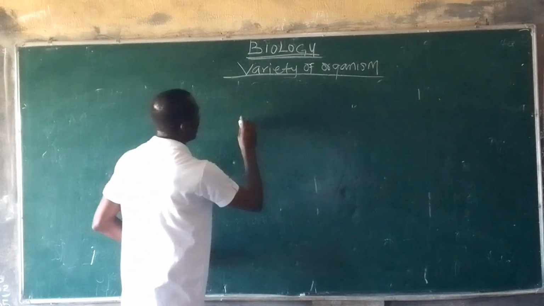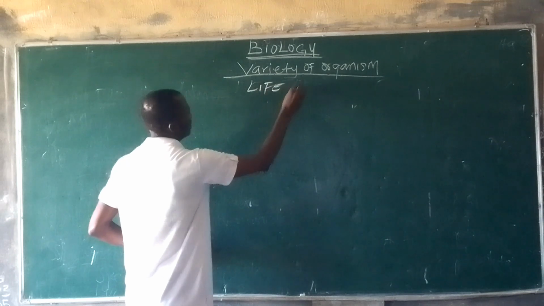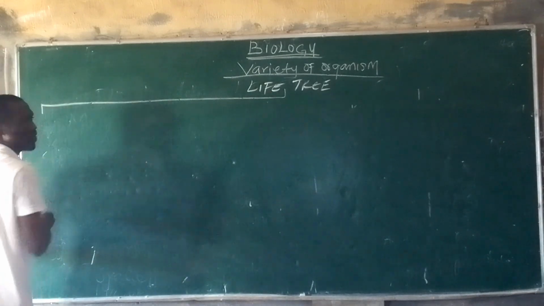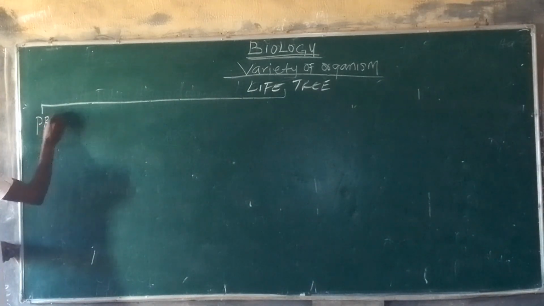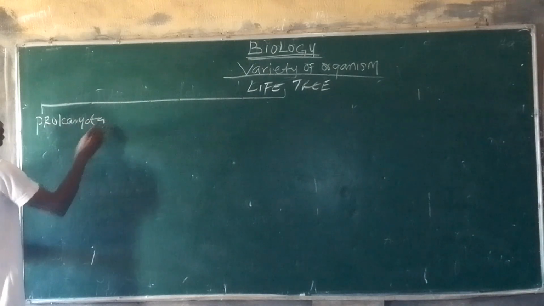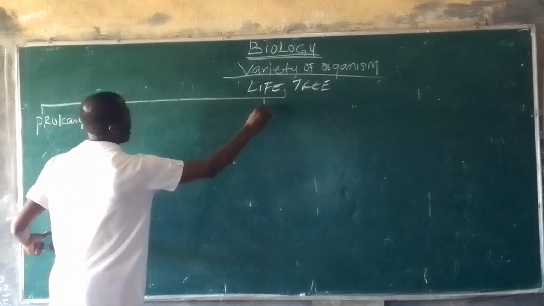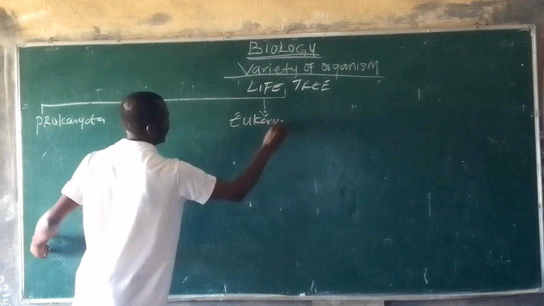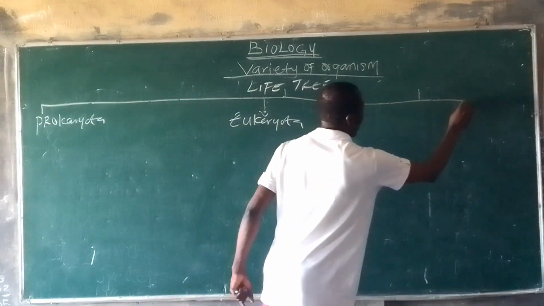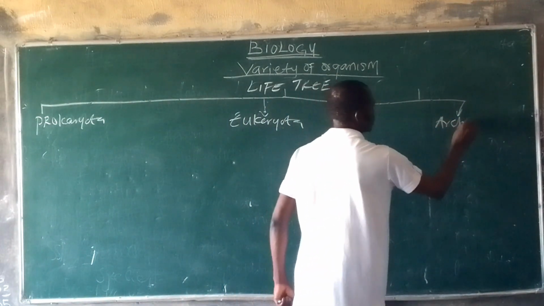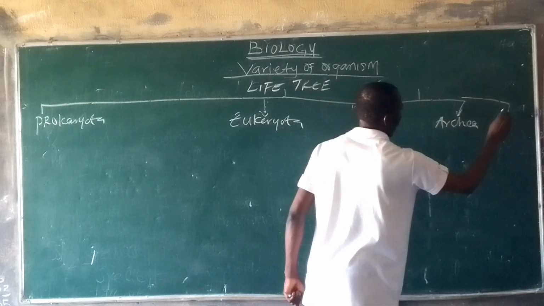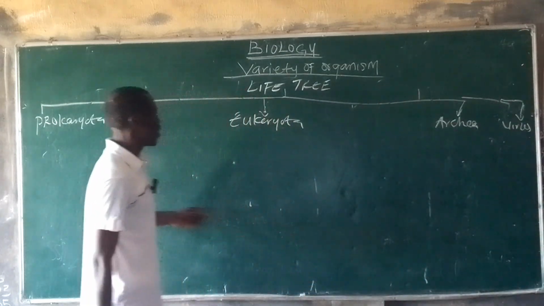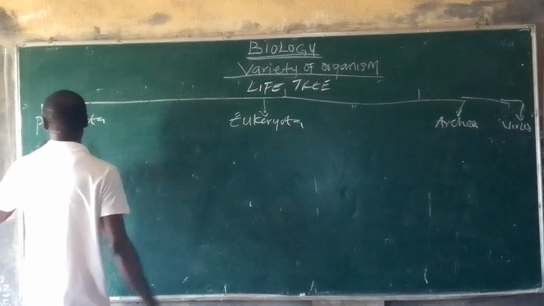We are going to use the tree of life to represent all organisms. The tree of life contains the prokaryota. Now, it also contains the eukaryota. And then it goes on to have the archaea, which we are not going to concentrate on, though, and the virus. Okay? But our prerogative for today's class is this, guys.